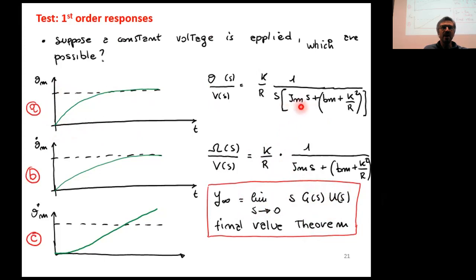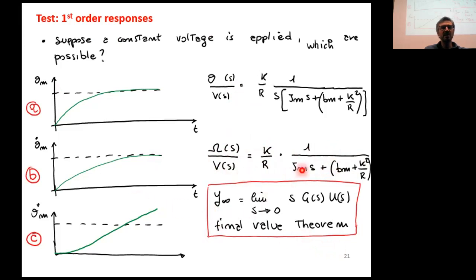If you replace 0 here, you have a number over 0, so you have infinite. While in the case of the velocity, you have 0 here, you have 1 over a number times a number, and it's a constant number.